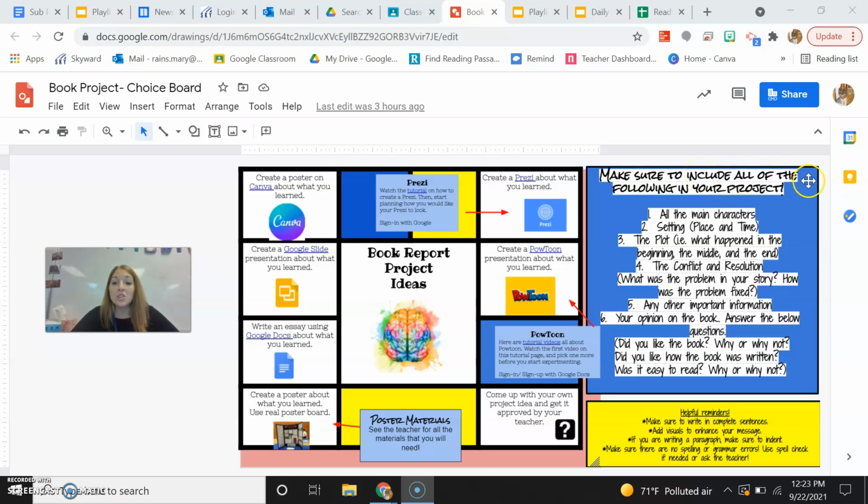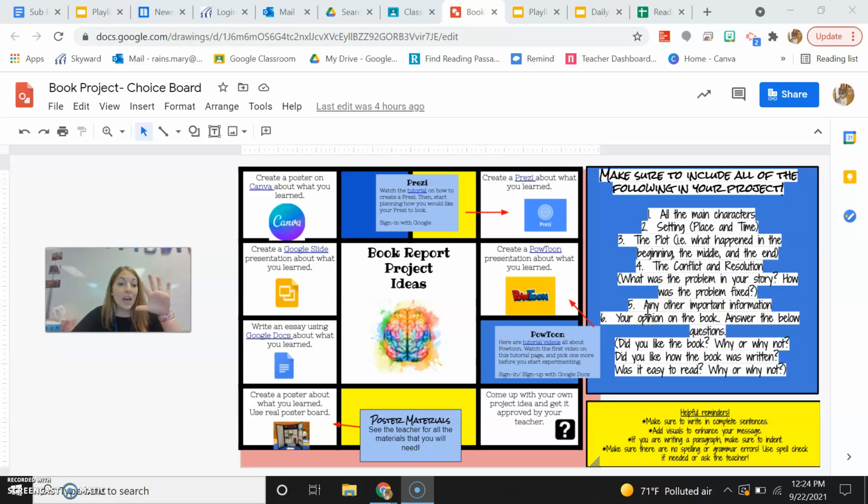And then over here, I included what you should make sure that you have in your presentations or in your project. So you need to make sure you include the main characters. You also need to make sure you include the setting, which is the place and time. The third thing is the plot. So what happened in the beginning, the middle, and the end. So basically like a summary of your book of all the main events that happened throughout. And then I really want to know the conflict, so number 4 would be the conflict and resolution. So what is the problem of your story and how was the problem fixed?